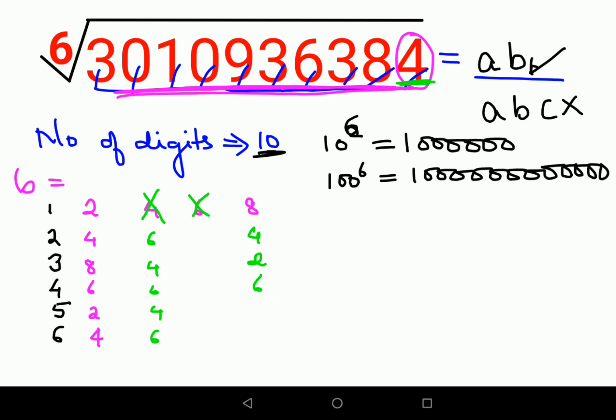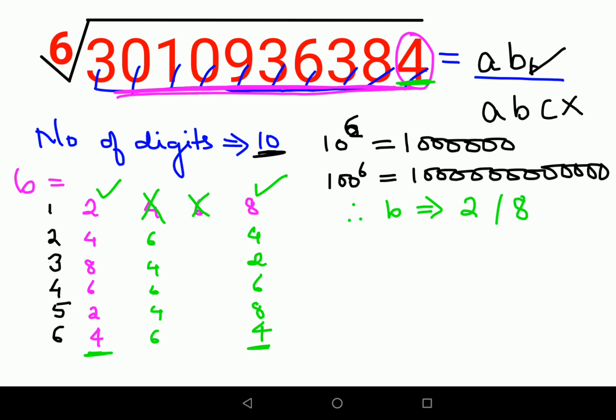Then 8 raised to 5, last digit is 8. And then 8 raised to 4, last digit is 8; raised to 6, last digit is 4. So now if you look closely, we have got 4 for 8 as well as 2. So we can say therefore B can either be 2 or 8.